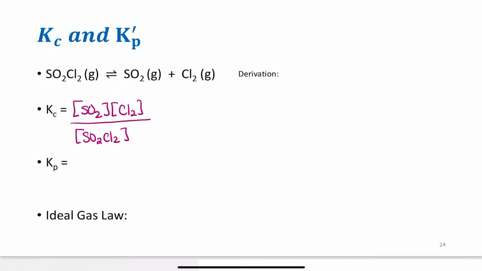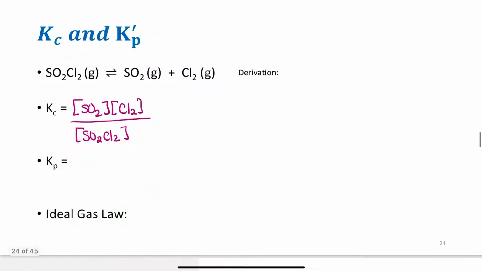If I was to write Kp, remember P is the partial pressures of each species at equilibrium. I forgot to specify that, but we don't have to specify it in the equation. It's implied because I have Kc, so it has to be equilibrium concentrations. For Kp, it has to be partial pressures at equilibrium.